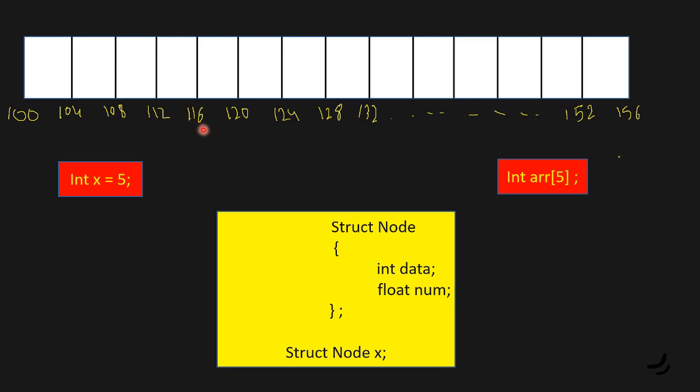Suppose it starts from 116 and ends at 123. These 2 blocks will be assigned to x, and inside x there will be 2 types. The first is named data and the next is named num. In the first you can store the value for data, and in this you can store the value for num. So this is the basic memory allocation for the variable, for the array, and for the structure.